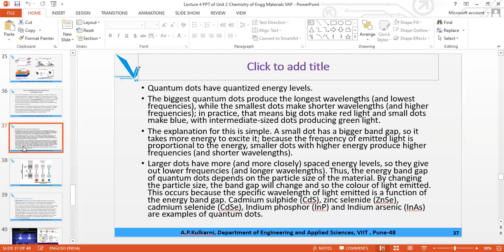The biggest quantum dot has the longer wavelength and the smallest has the shorter wavelength. Just remember, bigger, longer; smaller, shorter. In practice, this means a big dot makes red light, depending on wavelength. So the longest wavelength belongs to red color, the smallest belongs to blue color, and the intermediate belongs to green light.